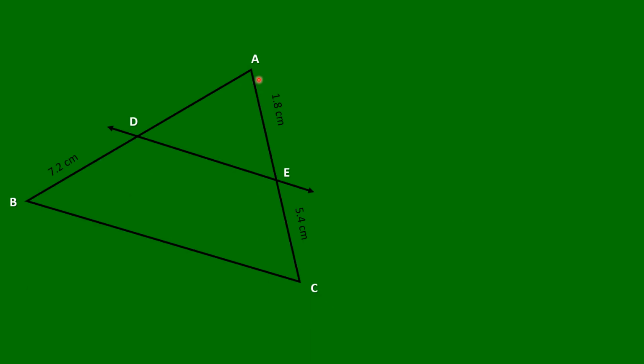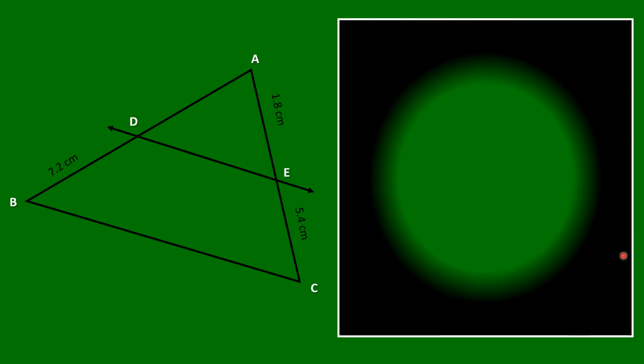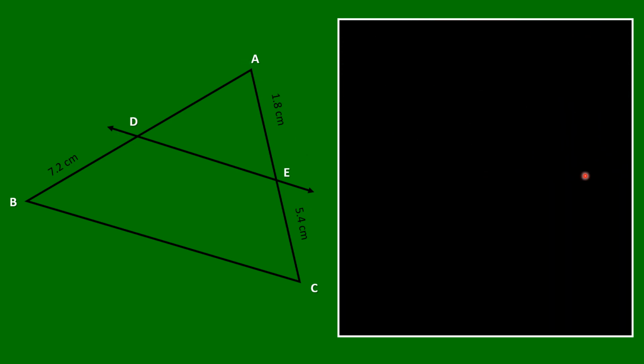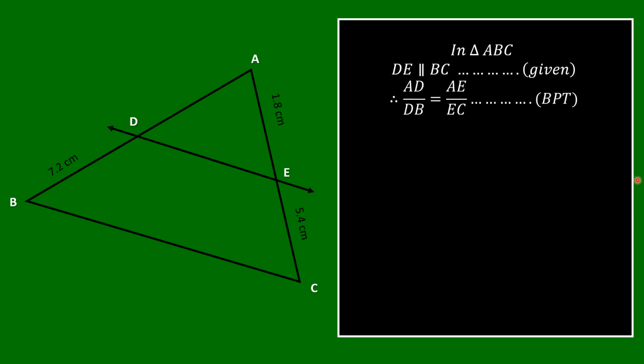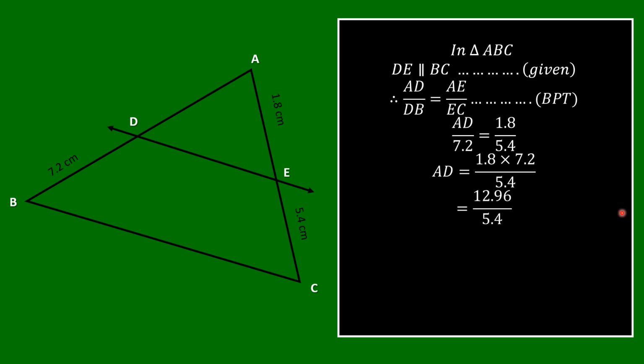Second part is, here AD is missing. We have to find AD. Right? In ABC, DE is parallel to BC is given to us. So by BPT, AD upon DB is equal to AE upon EC. Filling the known segments, we get AD upon 7.2 is equal to 1.8 upon 5.4. Or simply transpose 7.2 to this side, it will be multiplied in the numerator, and finally we get AD is equal to 12.96 upon 5.4.